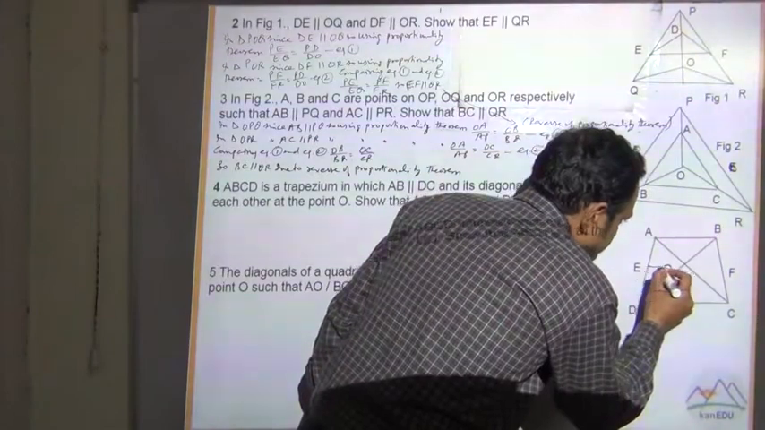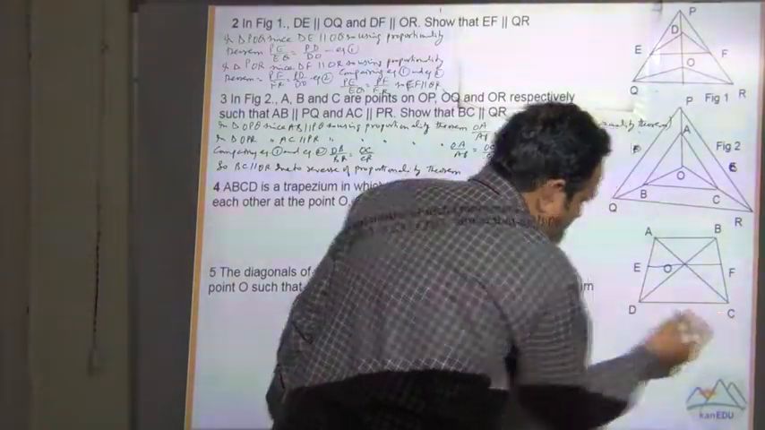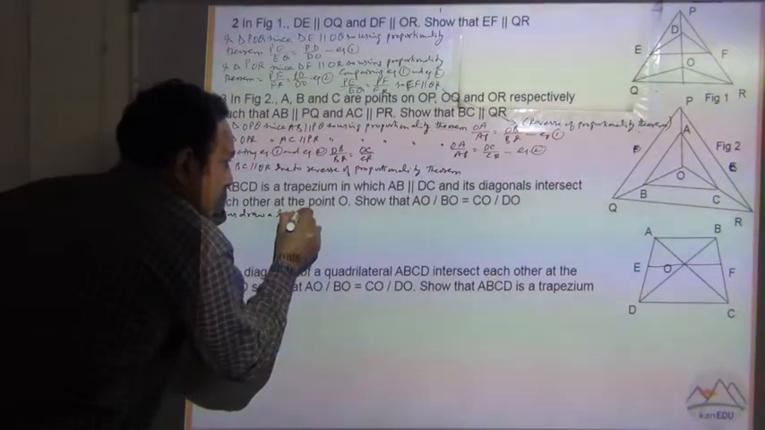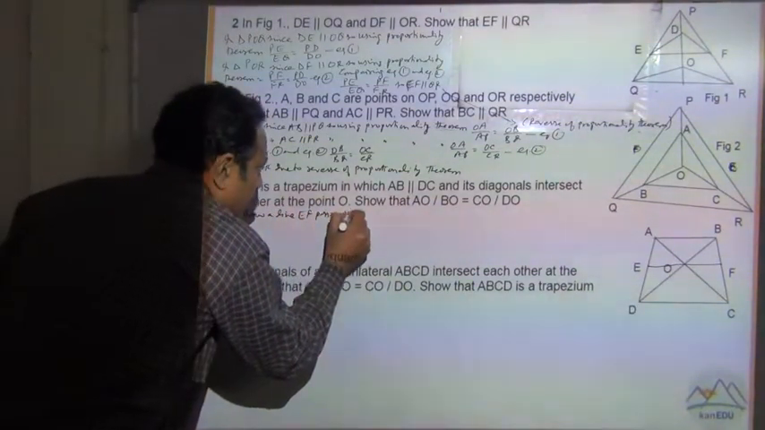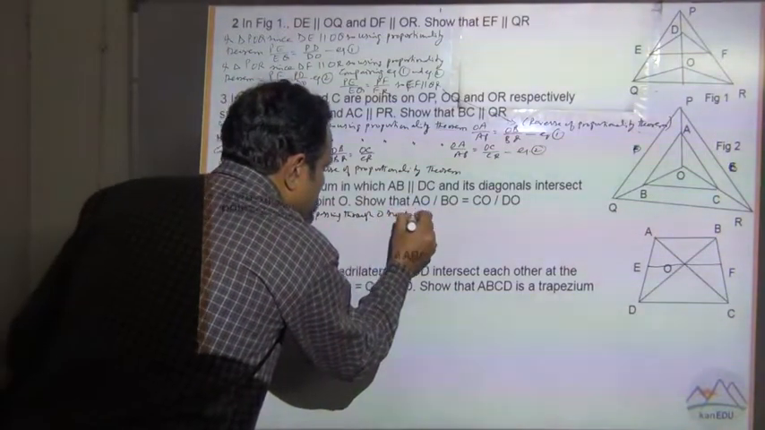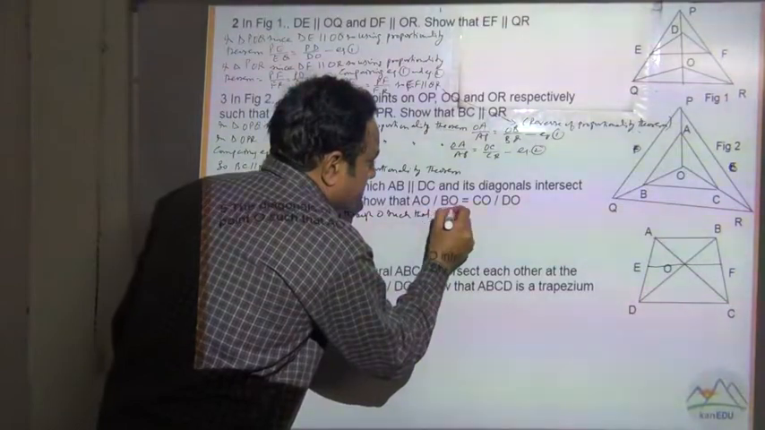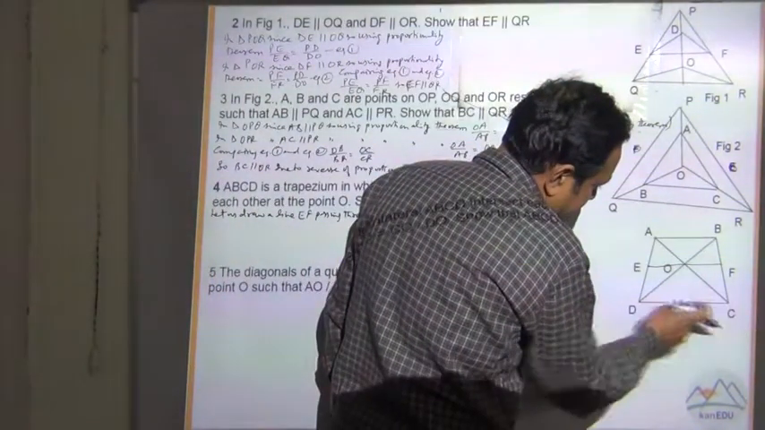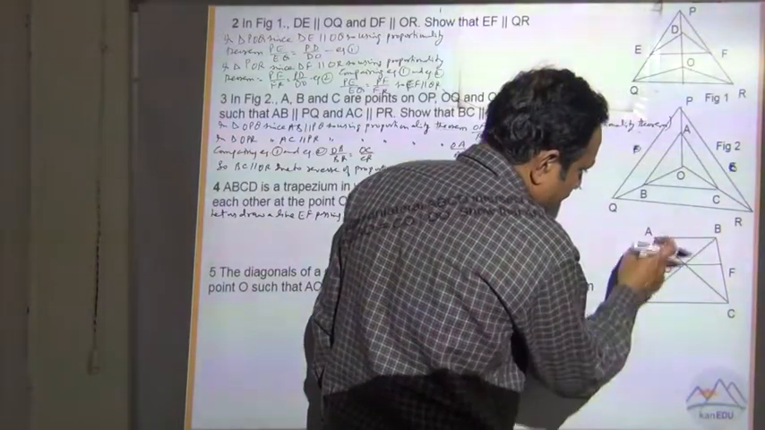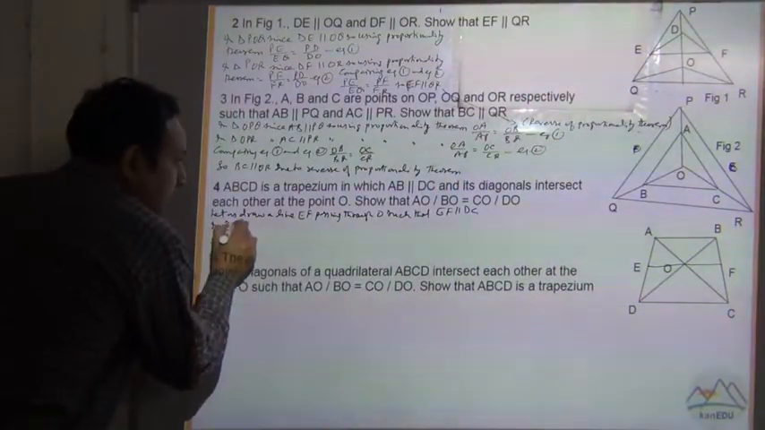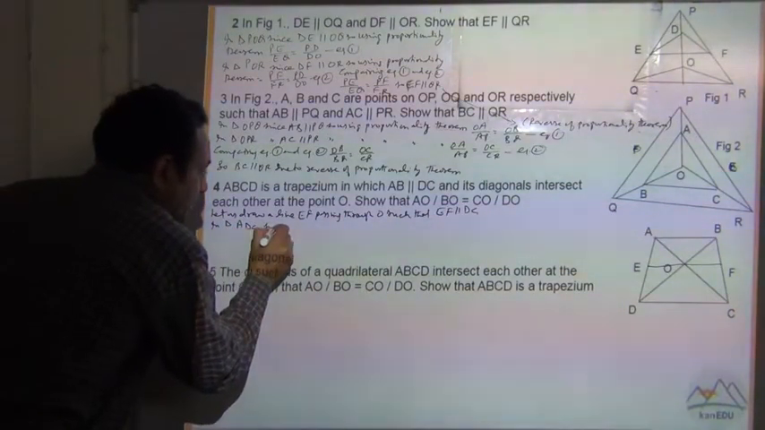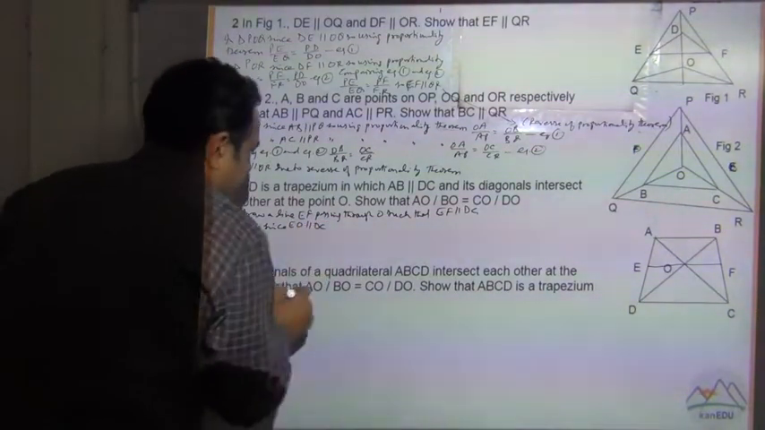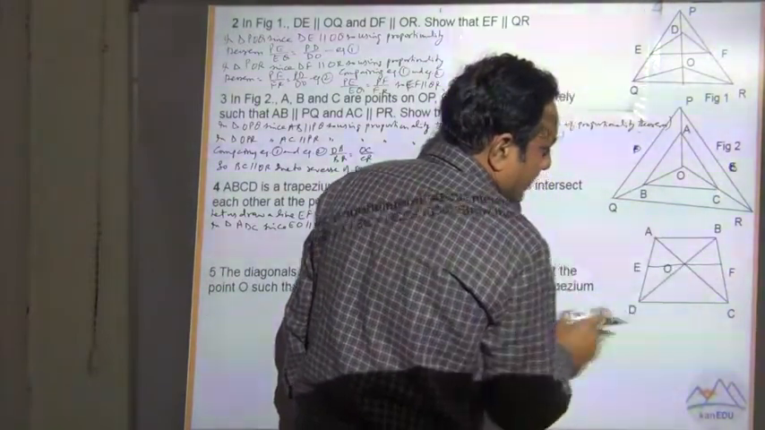So let us draw a line EF passing through O, such that EF is parallel to DC. Now in triangle ADC, since EO is parallel to DC, because EF is parallel to DC, so EO is also parallel to DC.